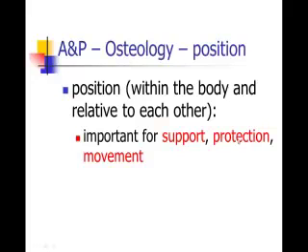For protection, the position of the bones of the skull will be very important because they're superficial to the brain and prevent the brain from receiving physical blows. And then movement: the arrangement of the bones of the lever systems, and also the attachments of the muscles to the bones, allow for movement.